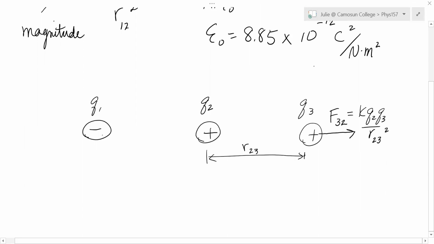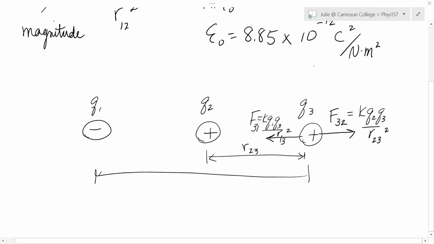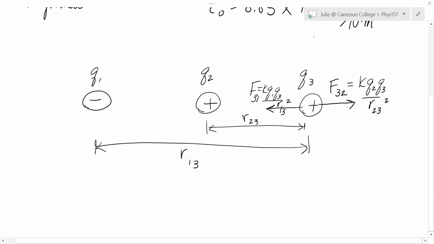And then the interaction between Q1 and Q3, they would attract one another. So F on 3 due to 1 would be K Q1 Q3 over R13 squared, and R13 would go between Q1 and Q3, and they would point in opposite directions. So if the one to the right were stronger, then the net force would be to the right. If the one to the left were stronger, then the net force would be left. But notice how you do not put negative numbers into this equation for F equals K Q Q over R squared. You must draw the vectors and work that out.